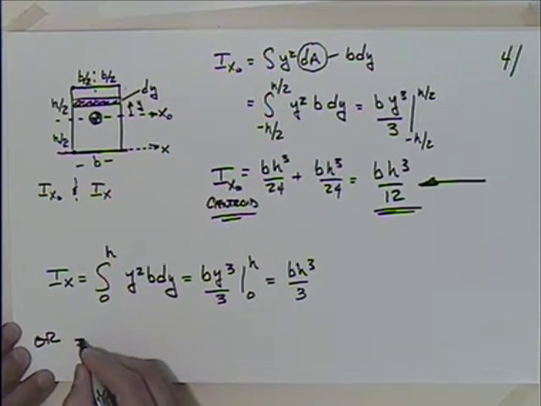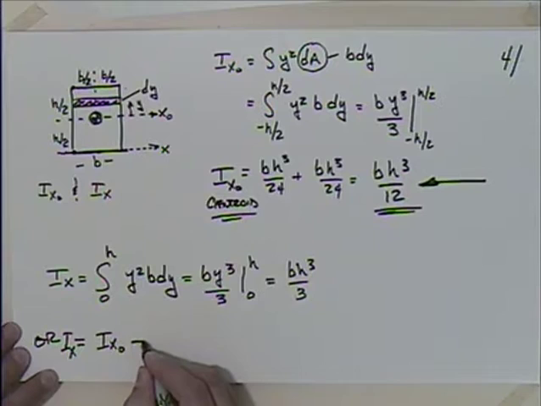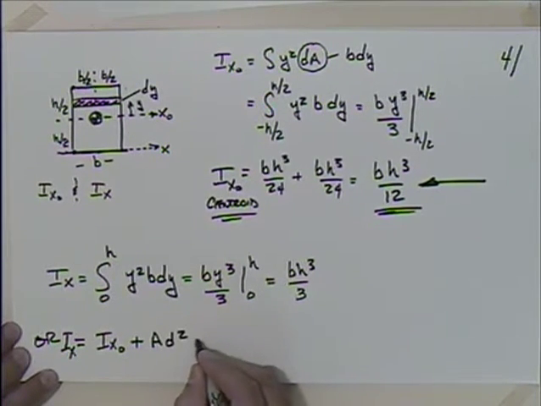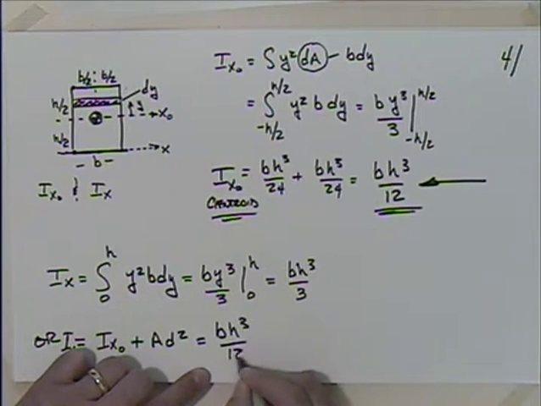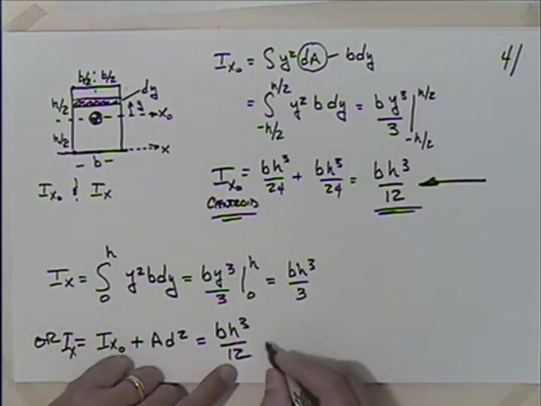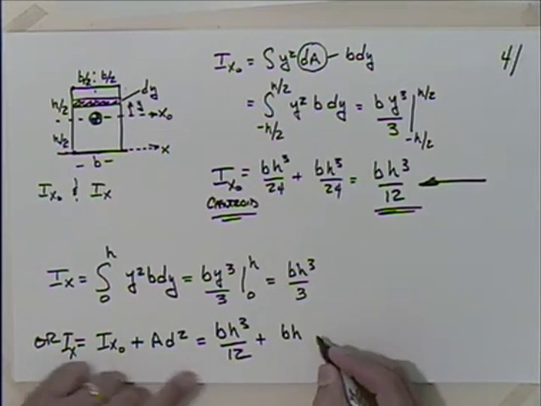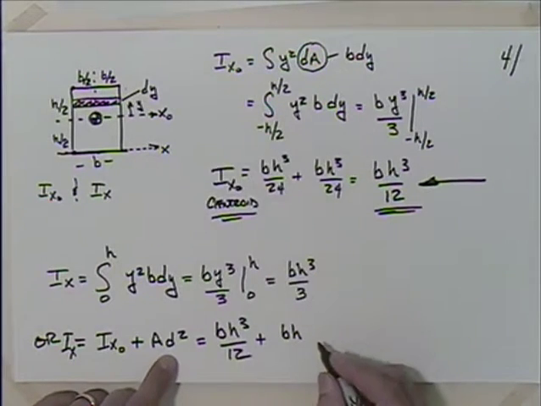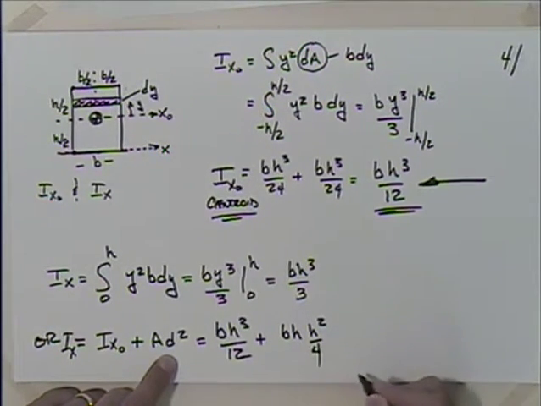This Ix would be equal to Ix naught plus what? Plus the area times the distance squared. So I'm going to take this base times height cubed over 12, and I'm going to add to the area, which is base times height, and then the distance, what's the distance? That's h over 2 squared, so I have h squared over 4, right?